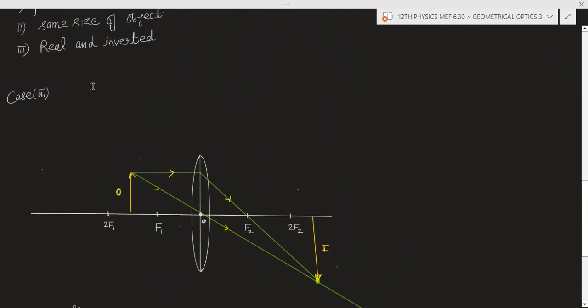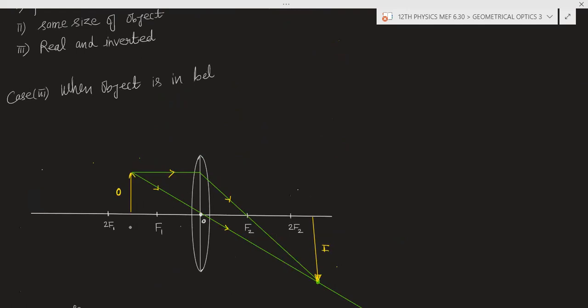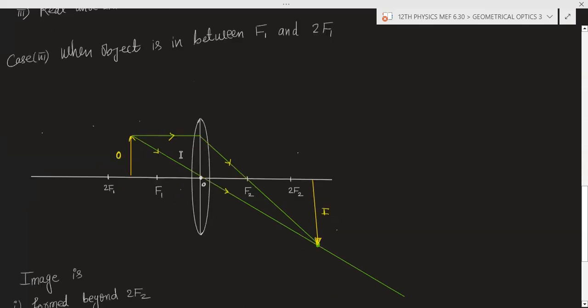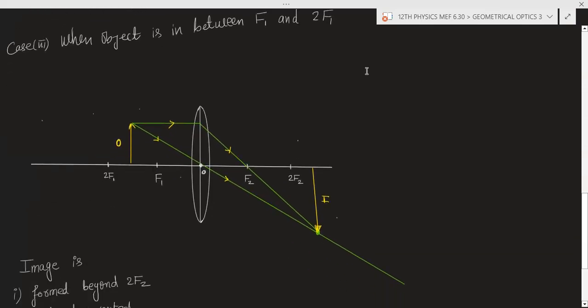So this is case number three, when the object is in between F1 and 2F1, and you are getting the image beyond 2F2. Take the screenshot.